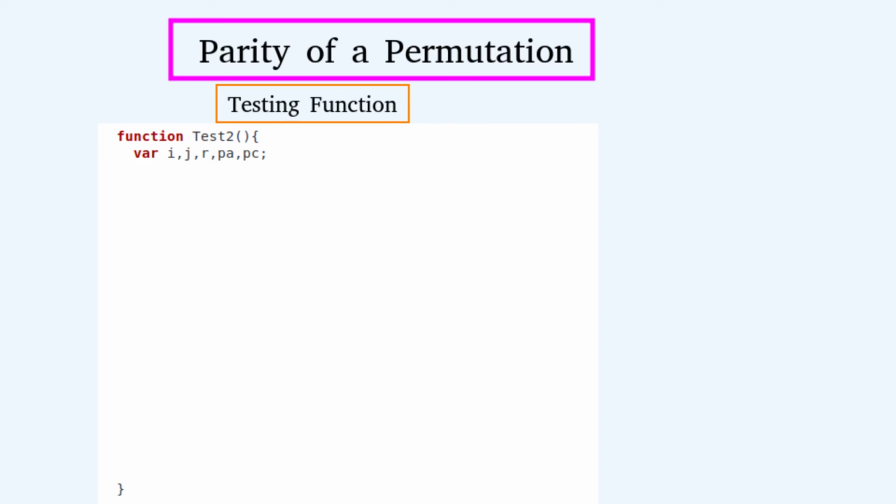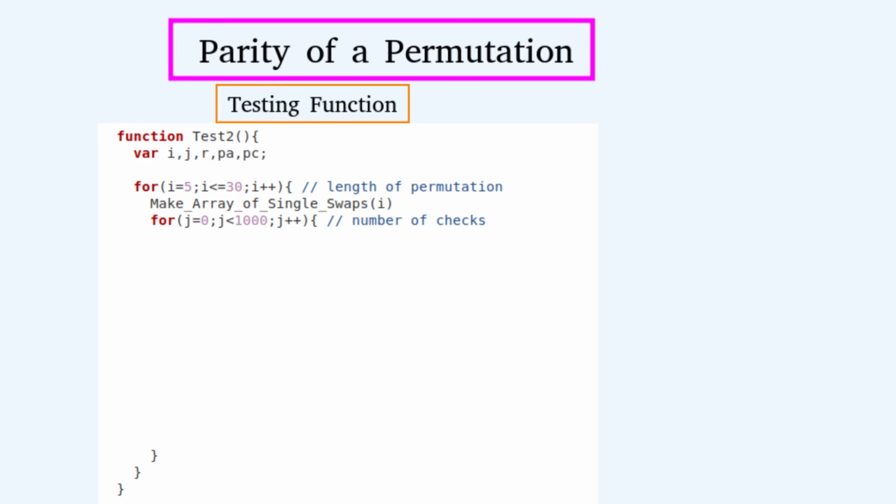Now to write up the main testing function. I've used a number of them, and this is the second one I've used. We'll make a main loop to test for permutations varying in length from 5 to 30 here. We'll have to make a new array of single swaps for each length of permutation. We'll do about 1,000 checks for each length of permutations. This goes surprisingly fast. Then we'll create a permutation with R swaps, where R can vary from 1 to 6.